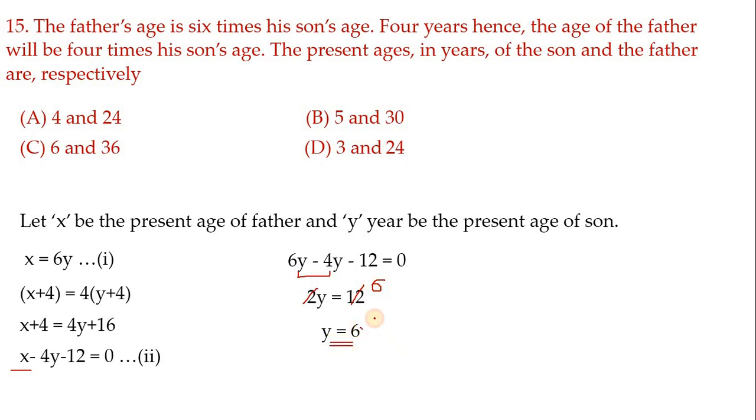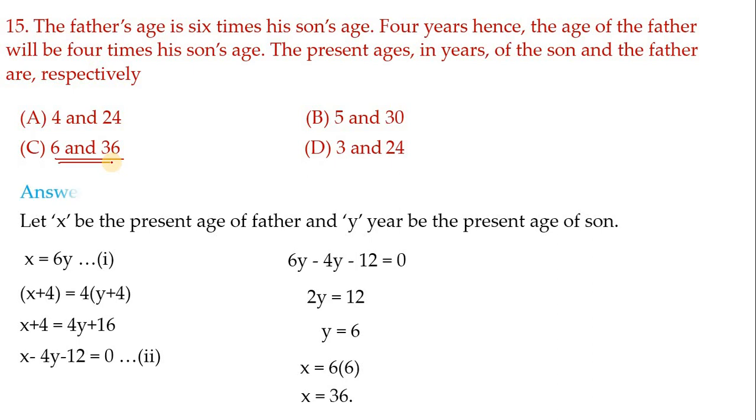Now this y value substitute in any one of the equations, either this or this. So equation 1 is very simple one. Hence in the place of y in equation 1 substitute. So I substituted 6 here. So 6 sixes are 36. So y value is 6, x value is 36. So which option is correct? So this option C is correct.